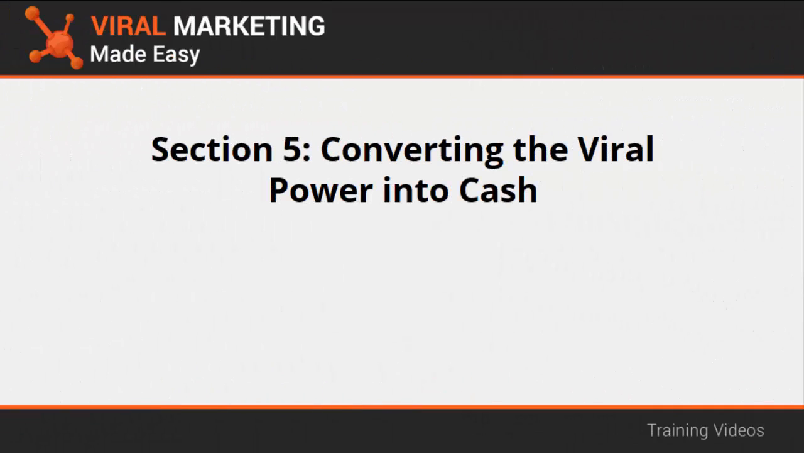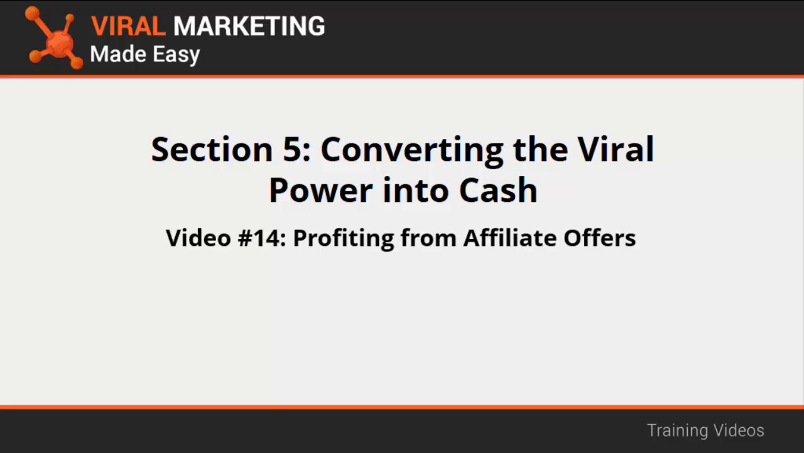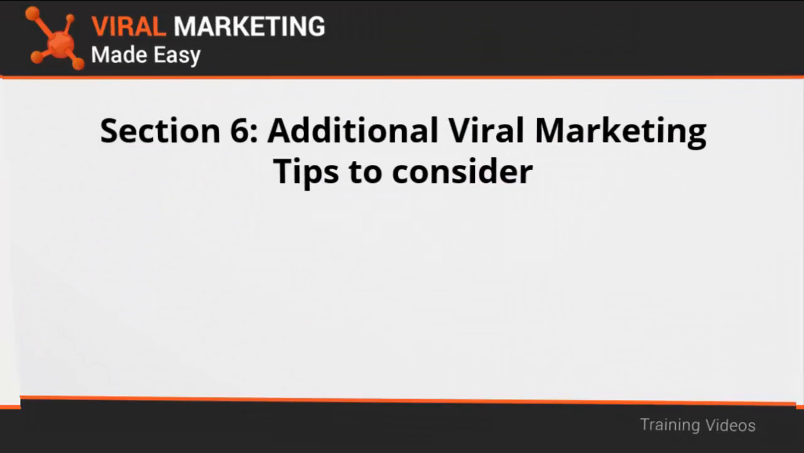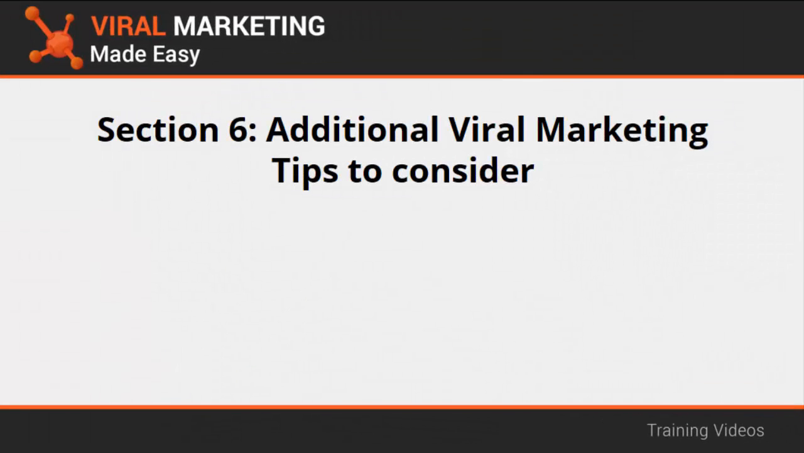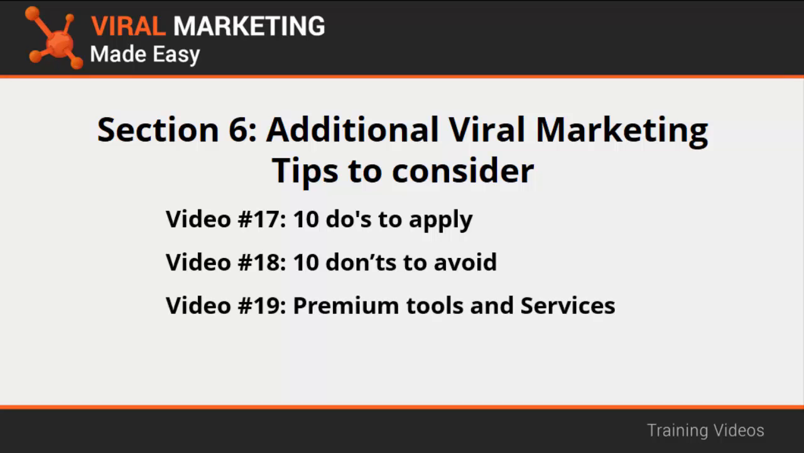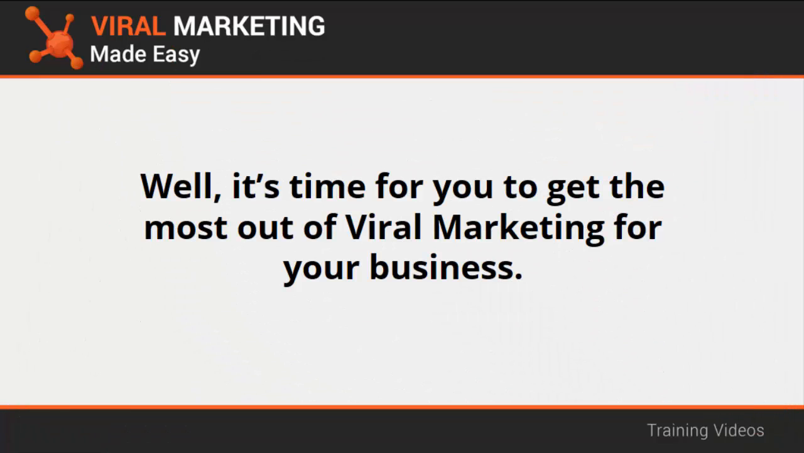Section 5. Converting the viral power into cash. In videos 14 through 16, we'll talk about profiting from affiliate offers, Google AdSense, and content marketing platforms. Section 6. Additional viral marketing tips to consider. In videos 17 through 20, we'll talk about 10 do's to apply, 10 don'ts to avoid, premium tools and services, and shocking case studies. Well, it's time for you to get the most out of viral marketing for your business.